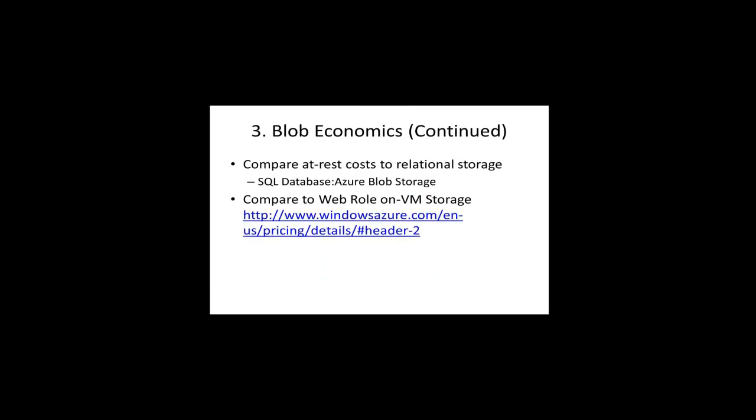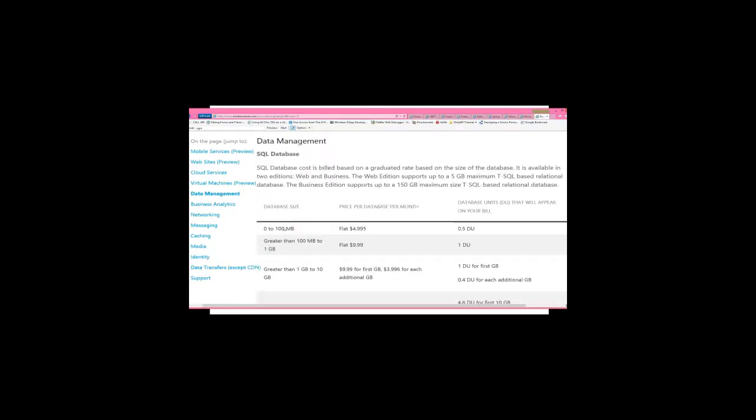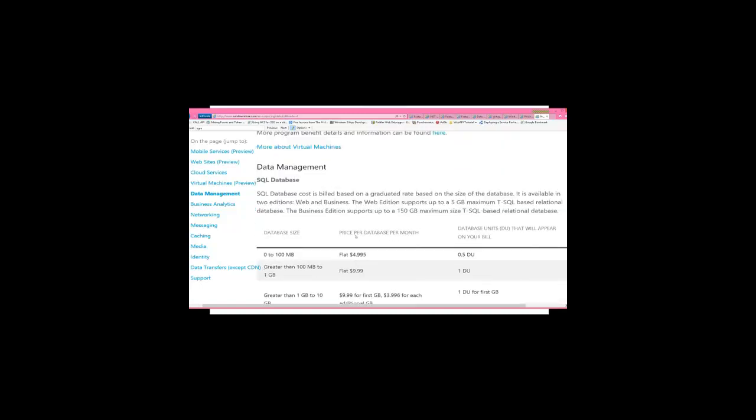Now, if you want to compare those costs to some other costs, you might appreciate them even further. So if we looked at the cost of a SQL database, which, back to data management, a SQL database for 100 megabytes is going to cost you $5 a month. And 100 megabytes of Azure Blob storage is going to cost you pennies per month. And the fundamental difference in the math doesn't really change as we go forward.